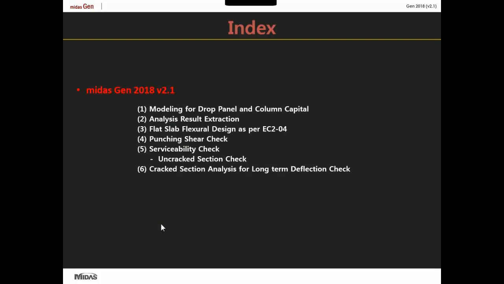So in this webinar, we will be using MIDAS Gen 2018 version 2.1. We'll be creating a flat slab building structure of G+5. In the flat slab, we will be modeling drop panels as well as column capital. And after the modeling, loading and performing analysis, we will see the ways to extract the flat slab design forces.